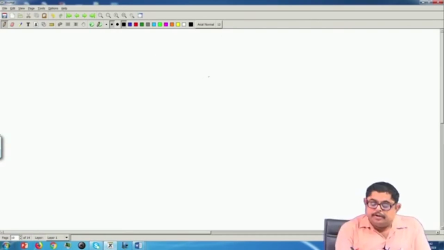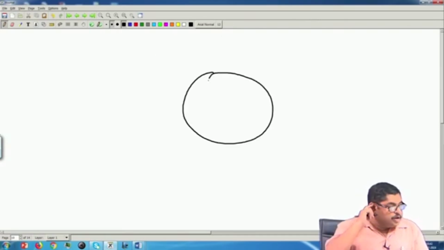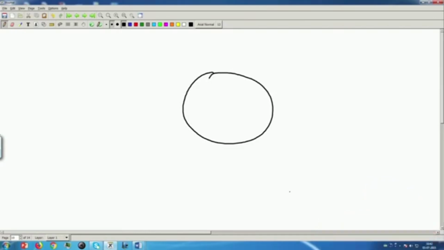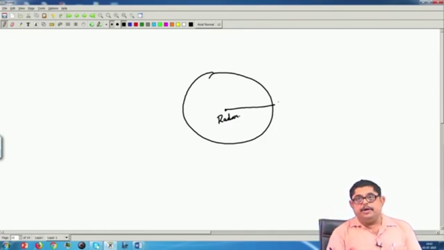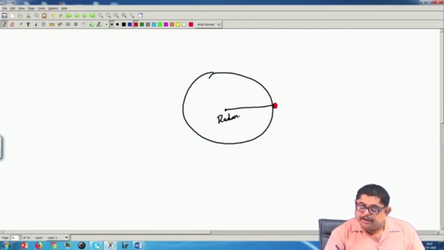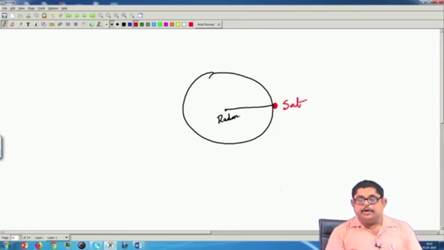So, here you see, if this is the Earth, and let this be the radar and the satellite. Now, horizon, what is called horizon? If you look from the horizontal direction, the point where you are seeing the satellite. So, that means the satellite is here. This is the satellite. Okay.